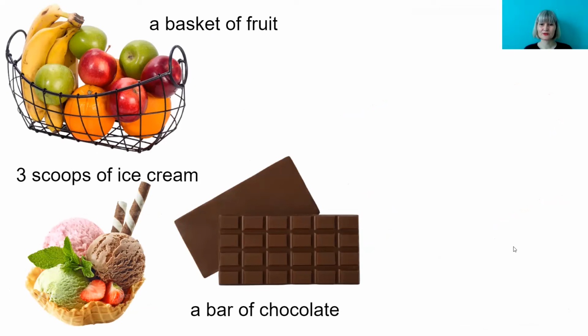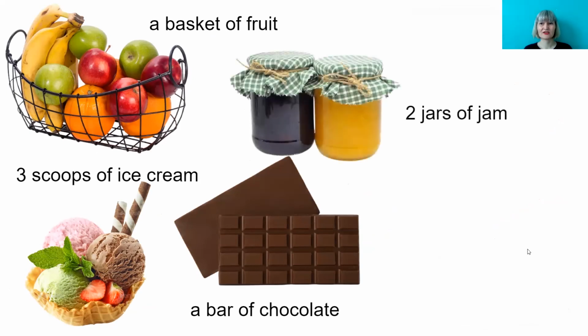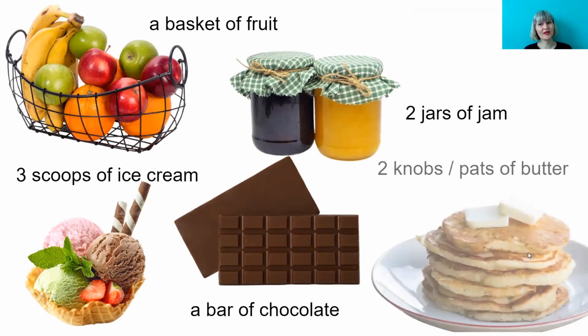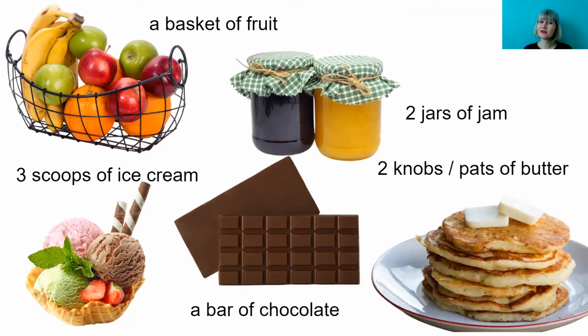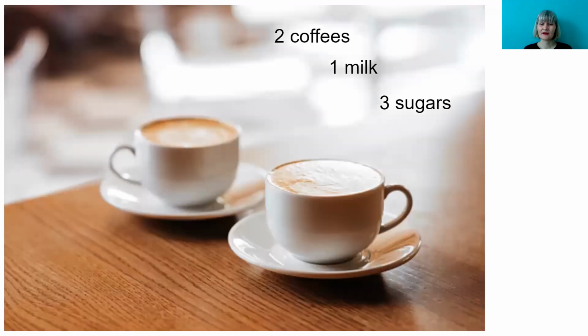And we could have 3 scoops, 2 scoops of ice cream, a bar of chocolate, плитка шоколада, a jar, уже у нас было кувшин или как раз баночка еще это означает. So we could have 2 jars of jam and 2 knobs or 2 pats. Knobs это больше британский вариант, а pats это американский. So кусочки масла, 2 pats of butter, for example. All right, so those are some of the units and units of measurement. Как раз это были единицы измерения и просто единицы, в которых мы могли бы что-нибудь померить.